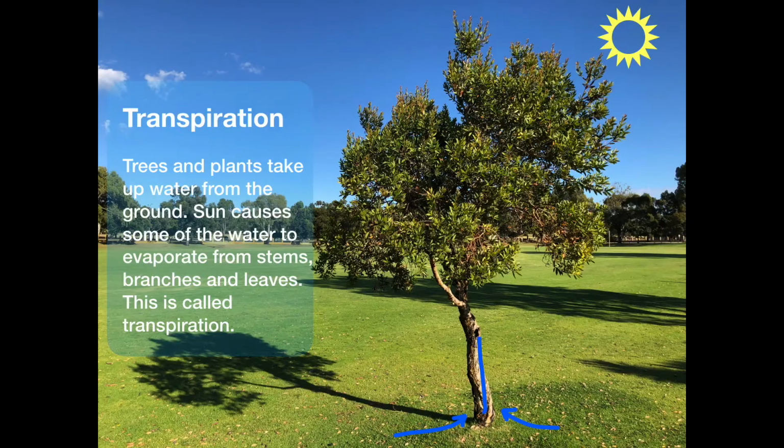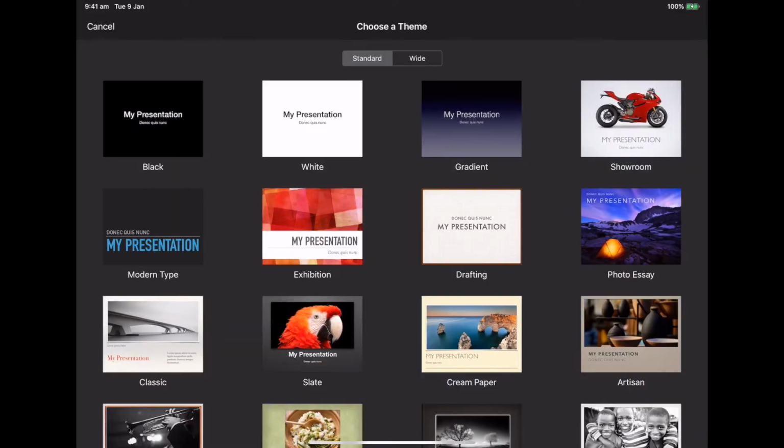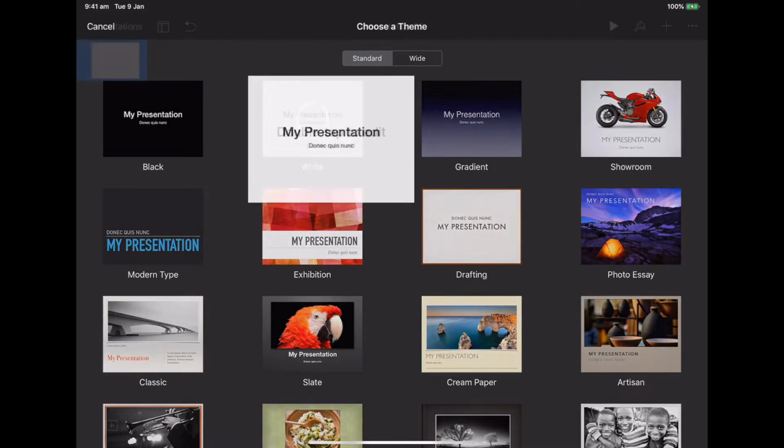Transpiration. Trees and plants take up water from the ground. Sun causes some of the water to evaporate from stems, branches and leaves. This is called transpiration.